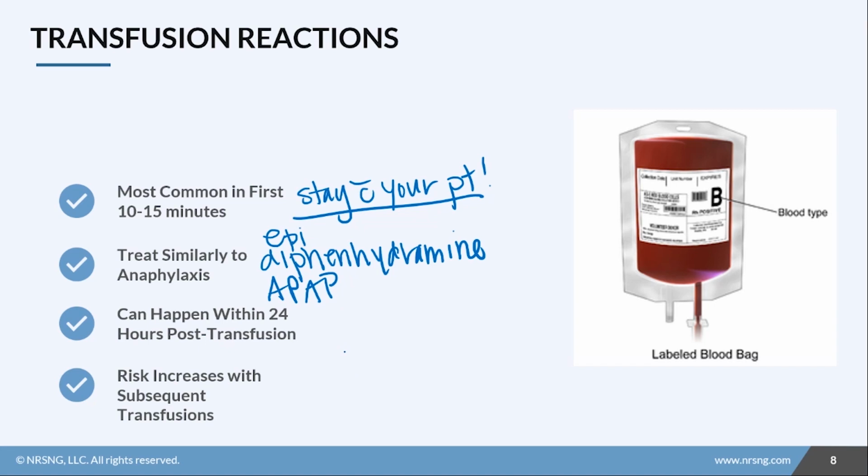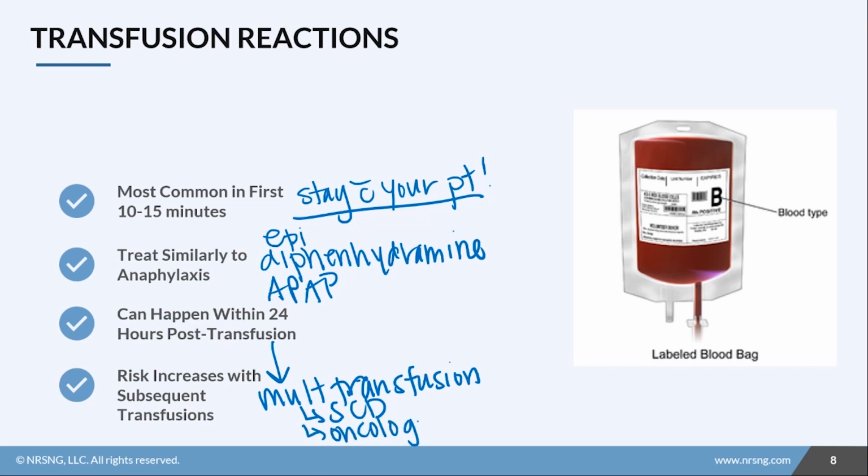Remember, this can happen within 24 hours post-transfusion, and that's even more common if your patient has had multiple transfusions. So especially our patients with sickle cell disease, because they often have more, interestingly, specific antibodies. And then also remember those oncology patients, they often have had multiple blood transfusions in their care continuum for their cancer diagnosis. In terms of what they look like, again, it's going to look like an allergic reaction.